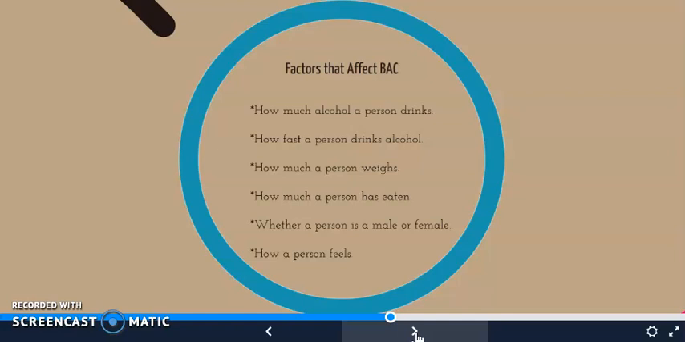How much a person weighs. The lower a person's body weight, the greater the effects of alcohol. How much a person has eaten. Alcohol enters the bloodstream faster when a person's stomach is empty. Whether a person is male or female. The same amount of alcohol produces a higher BAC in females than in males. How a person feels. Fatigue or recent illness makes a person more susceptible to the effects of alcohol.